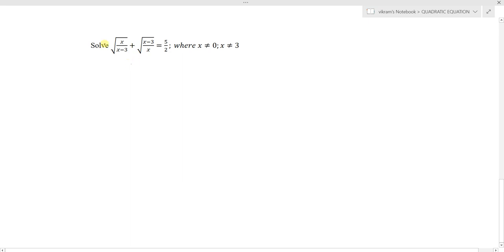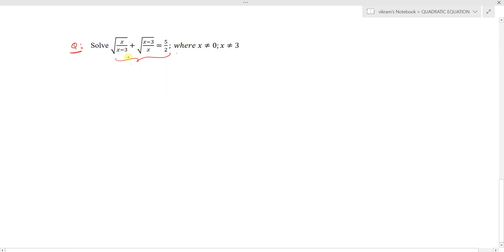Now the next question. What is it asking? Solve for √(x/(x−3)) + √((x−3)/x) = 5/2, where x ≠ 0 and x ≠ 3. Those are the conditions he mentioned, and it asks us to solve for the values of x. This is also another special type of equation. Now we need to reduce this into a quadratic equation.